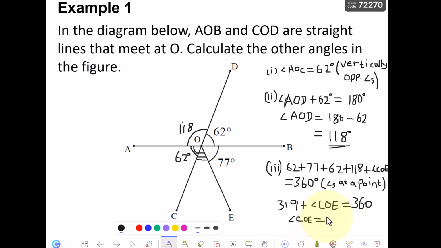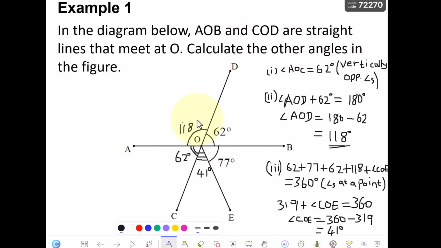So let's write it down: 360 minus 319. Take note of this. Do it on your paper and check. Make sure your answers are correct. So if I subtract it very well, 360 minus 319 will give me 41. So this angle is 41. So angle COE, that is this angle on this side, is 41 degrees. Take note of that. So this is the solution to the remaining angle that they say we should find.